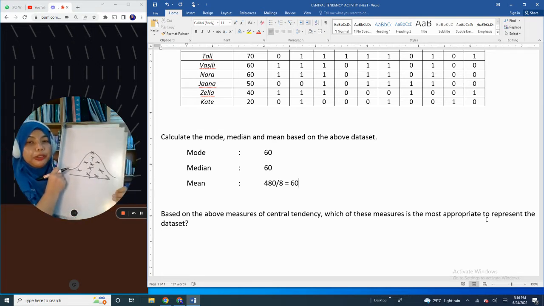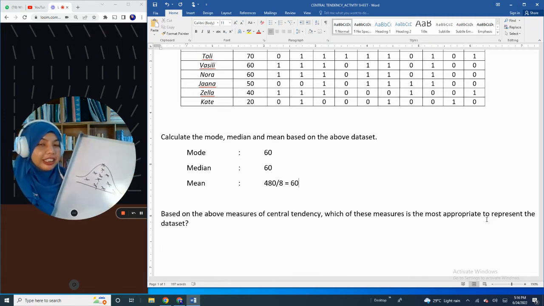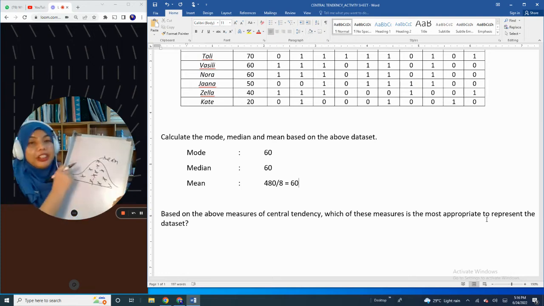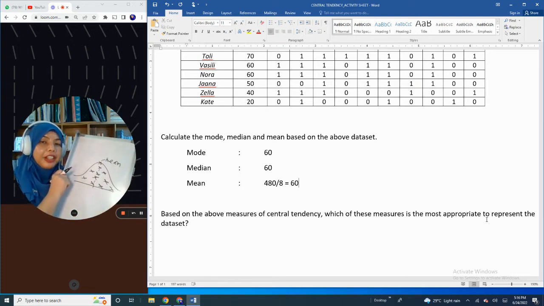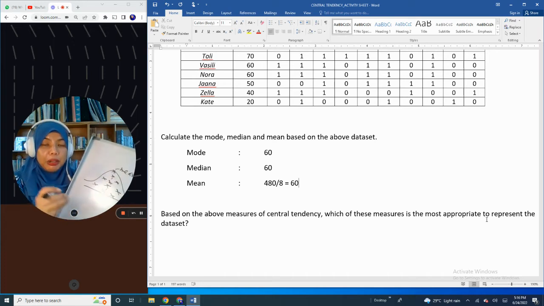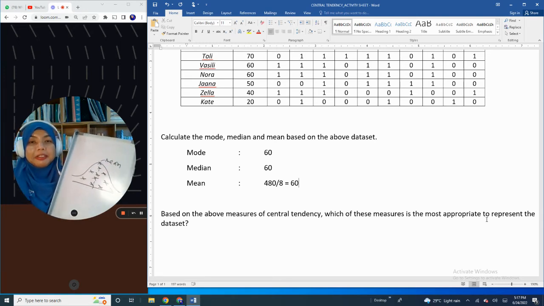Okay, so it's quite uncommon to have the same value for all 3 measures, such as this one. Usually mean is the best measure of central tendency because mean is the average value, and by calculating the average, we total up everybody's score. Because of that, we can say that mean is much better than mode and median because mean is the only measure of central tendency that takes into consideration every score within the data set.